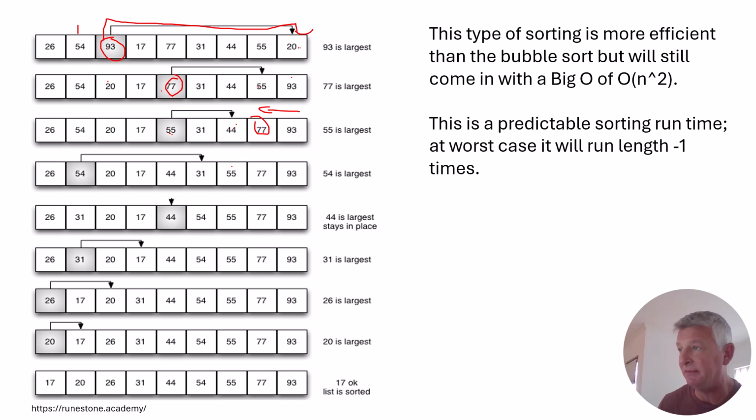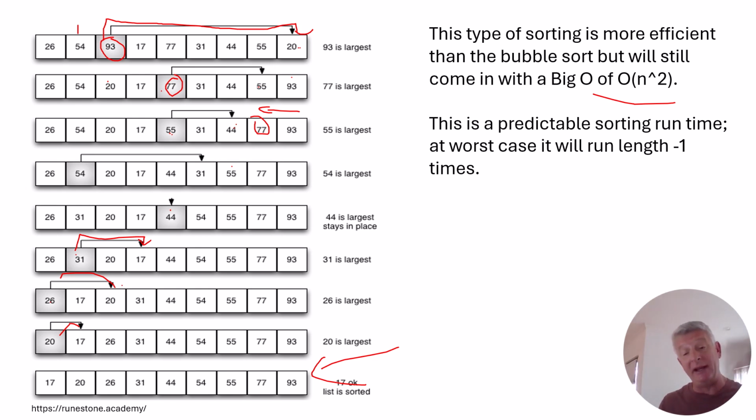54 is less than 55 but bigger than 31, so I'm going to swap it. Right? You're like, hey, how did it know that? Well, 54 is less than 55. So 44, well, that doesn't need to swap anywhere because it's the next biggest number. It's in place. 44 is less than 54 but bigger than 17. 31 is less than 44, so 31 and 17 are going to swap. And then it comes to here. 26 is going to swap with 20, and then 20 is going to swap with 17, and our list is sorted.